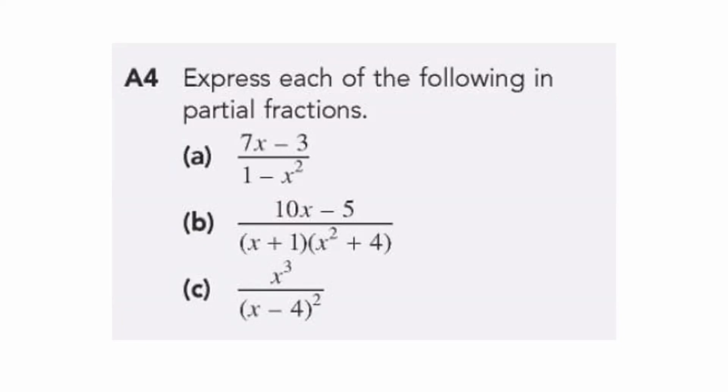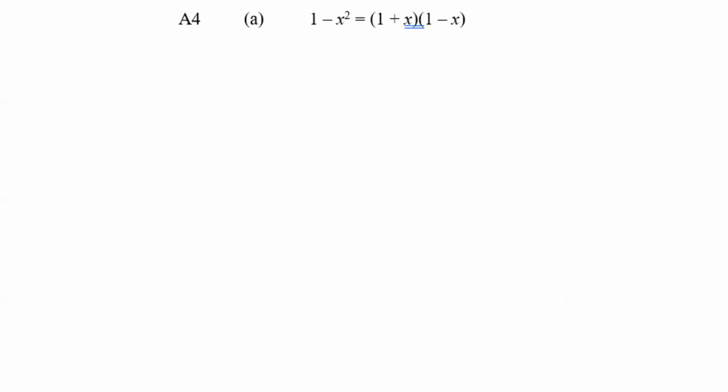7x minus 3 over 1 minus x squared. First thing, let's make sure it's fully factorized. So 1 minus x squared is like 1 squared minus x squared. So you all remember the a plus b, a minus b thing, right? Now you know the denominator is made out of 1 plus x and 1 minus x already.